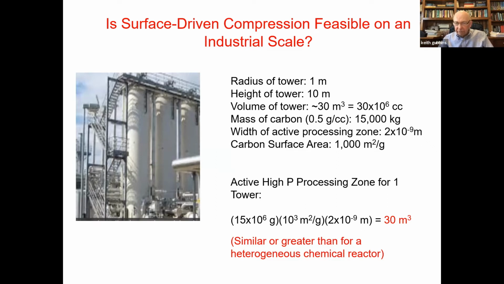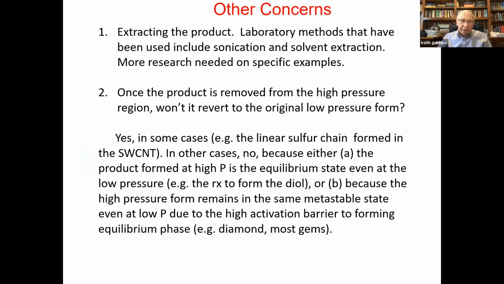This is the density of typical activated carbon, and these carbons typically have surface areas of more than 1,000 square meters per gram. If you just multiply these things out, you would have the actual processing zone where the reaction or the phase change would be going on, about 30 cubic meters, just a rough order of magnitude. This is similar, in fact a greater processing zone than you would have in a heterogeneous chemical reaction. So maybe this is feasible. If I jump ahead to the next slide, whenever you propose anything novel, there are all sorts of naysayers out there who will say, oh, that couldn't possibly work.